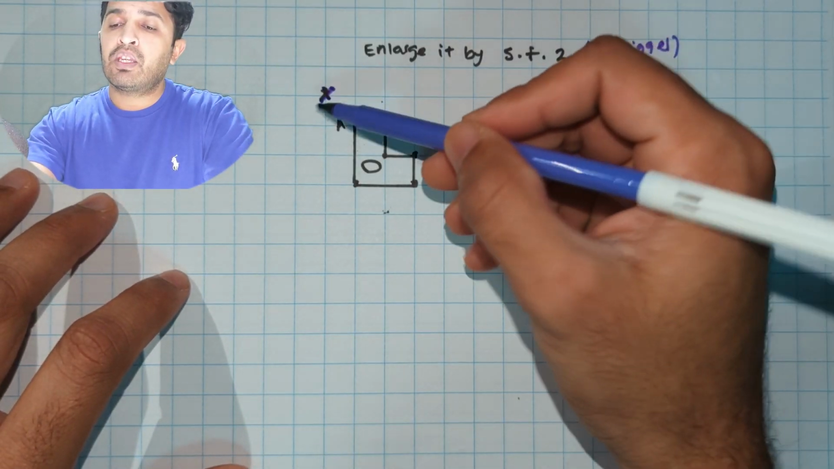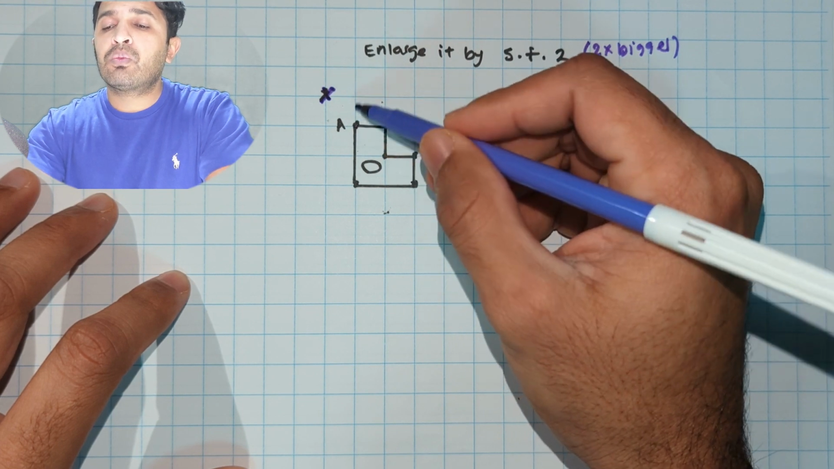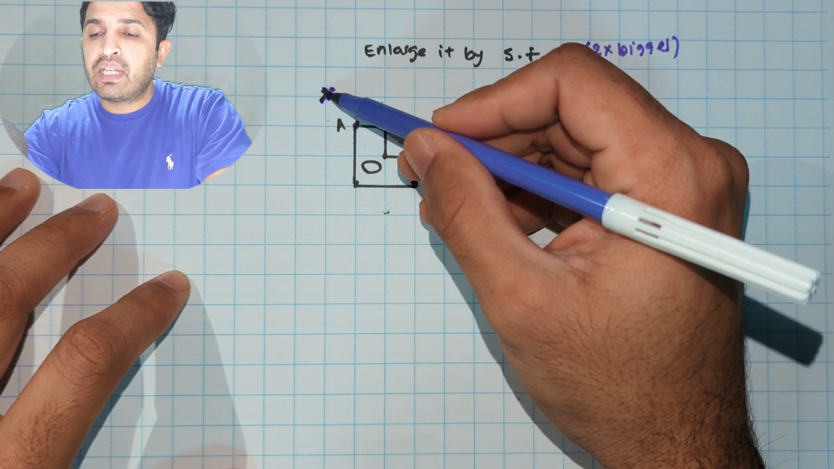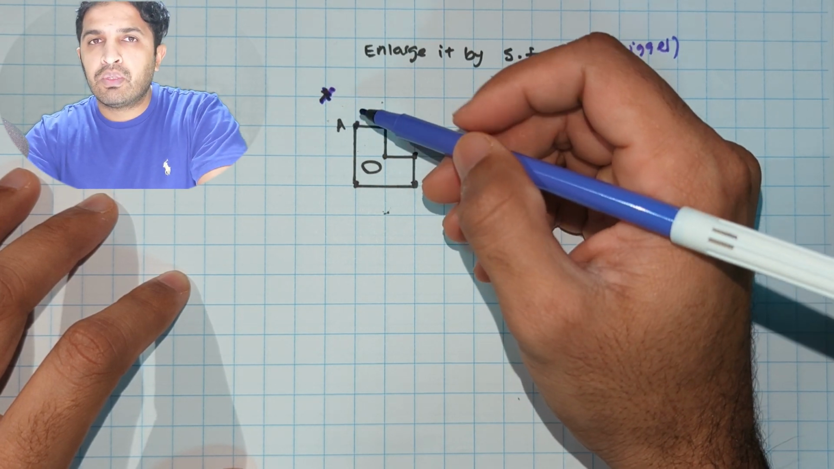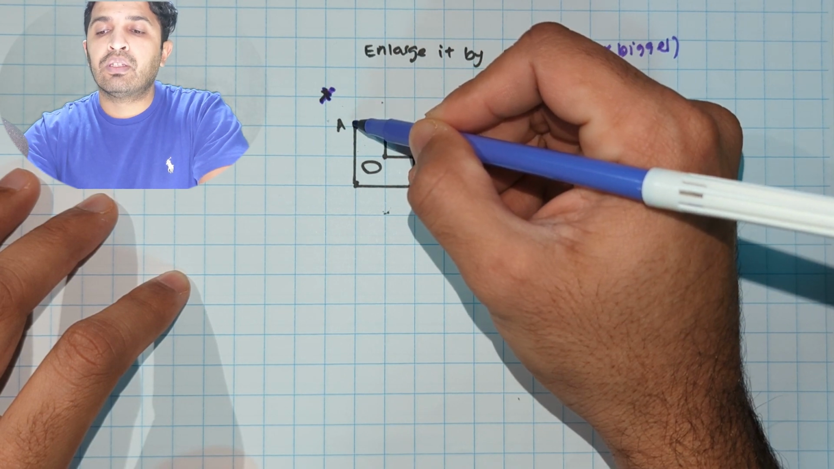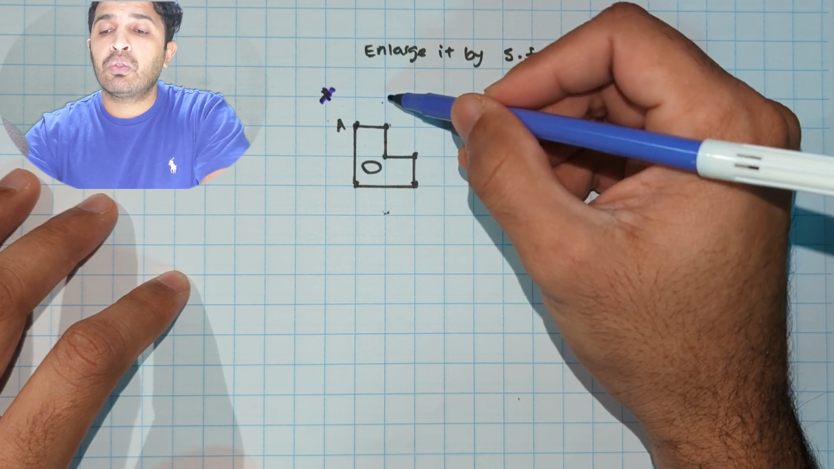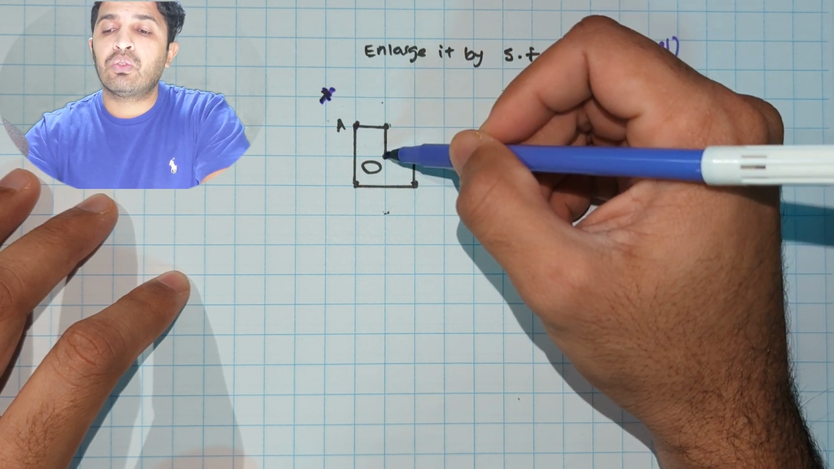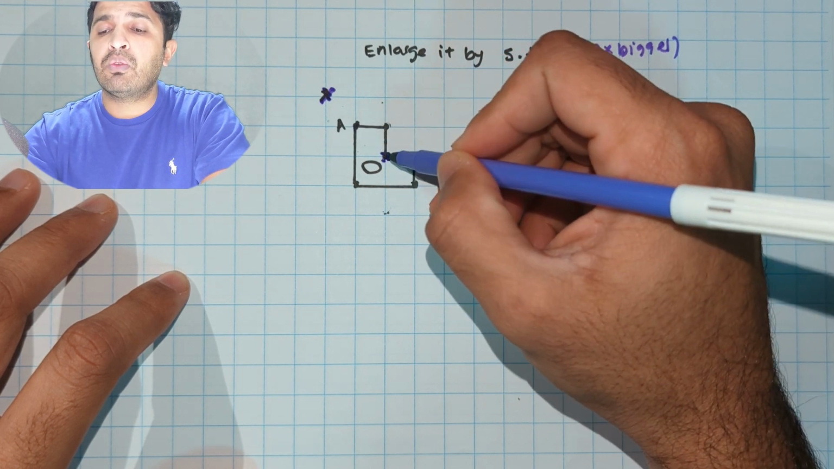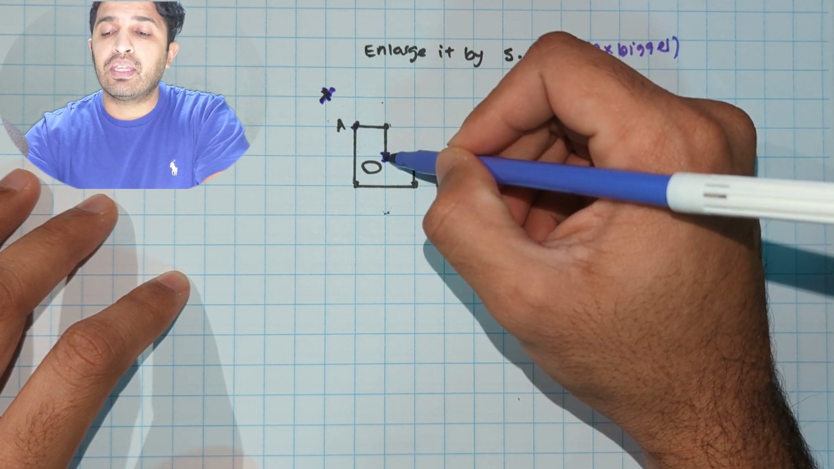So if we're making the shape bigger from here, we need to count distance to each one of these points from the center. To go from center to A, we're looking at 1 to the right and 1 down. And if you're making it 2 times bigger, what we're going to do is go 2 to the right and 2 down. So this point here, A, will move here.